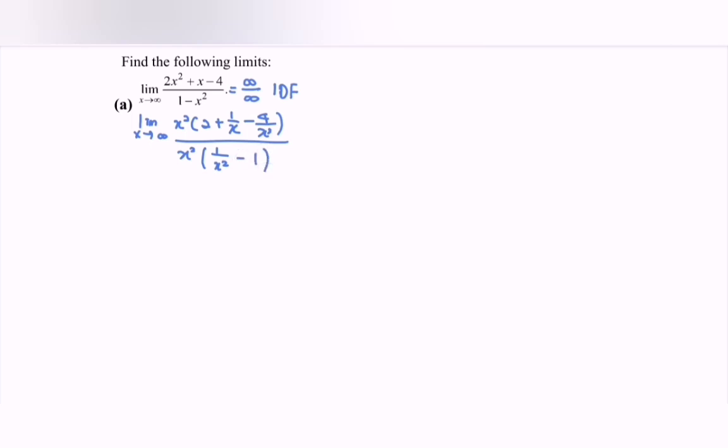If we simplify, the limit as x approaches positive infinity, we have (2 plus 1 over x minus 4 over x squared) over (1 over x squared minus 1). If we substitute the infinity, we have 1 over infinity, which equals 0. So at the end, the value of y approaches negative 2.